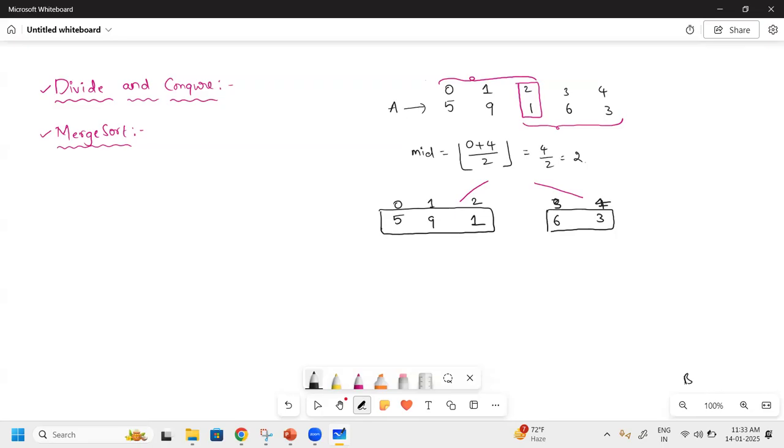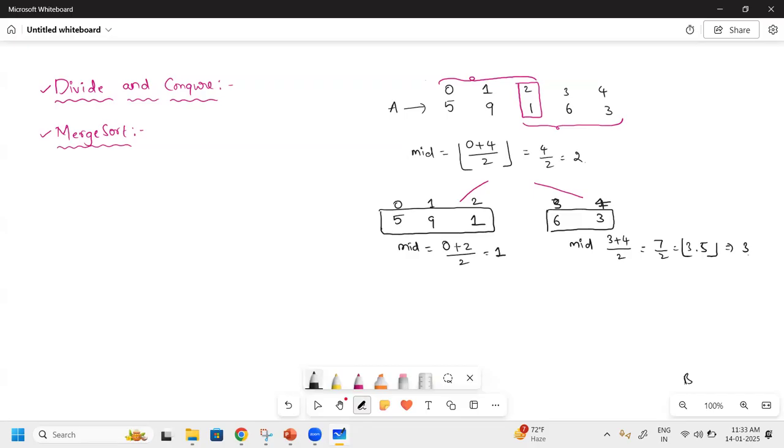Now again I am going to split this. Initially I will find the mid value. The elements lie between indexes 0 and 2: 0 plus 2 by 2, so 2 by 2 is 1. 1 is the mid position. Before this I will take one part and after this another part. Next, what about this right side mid? Third index plus fourth index divided by 2: 3 plus 4, 7 by 2, which is 3.5. So I am going to take its floor value.